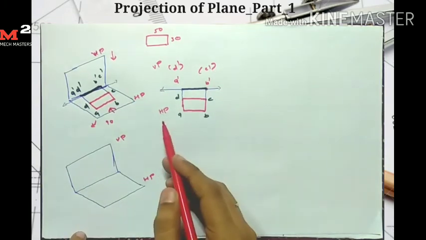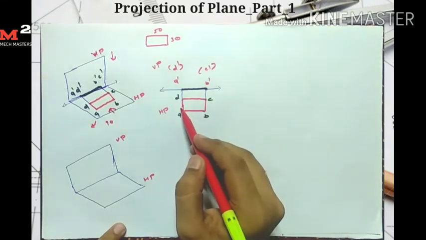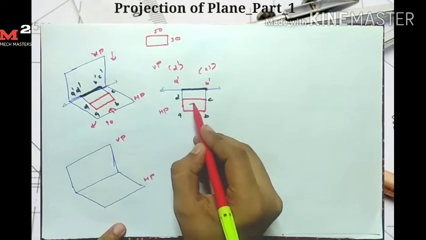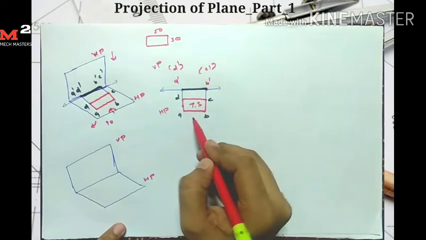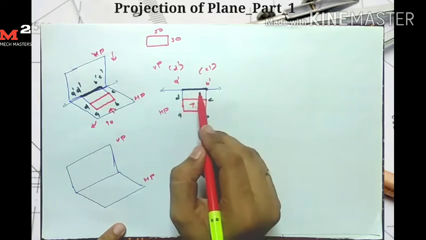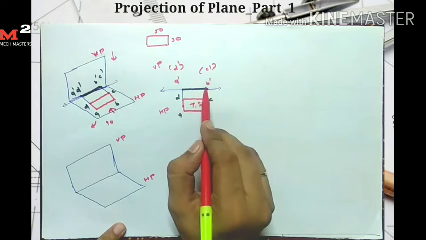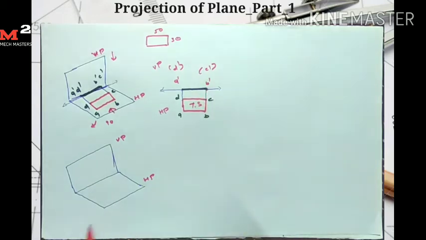So from this case we conclude that if my plane is resting on HP, then we draw its true shape in the horizontal plane, and in the vertical plane this plane is seen as a line. Its top view is seen as a true shape and its front view is seen as a line. Now come to the second case.